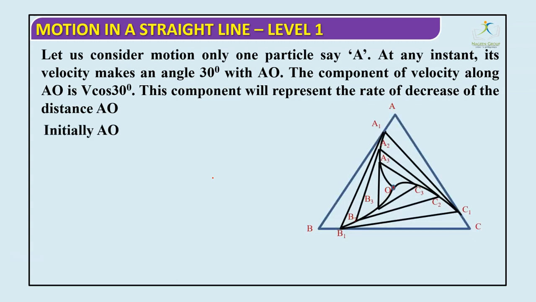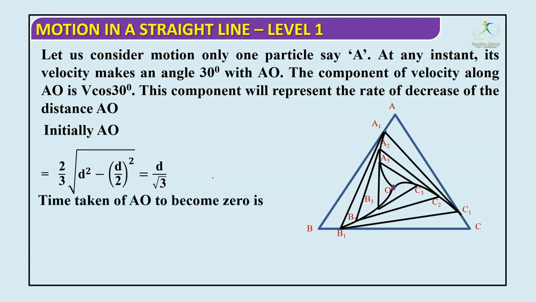This component will represent the rate of change of the distance AO, as you can see in this diagram. I know this is a complex diagram, but it totally matches this question. So initially AO is equal to the square root of (2 by 3 d) square minus (d by 2) whole square, which comes to d by root 3. Time taken for the particle AO to become 0, as you can see the distance is continuously decreasing, comes to d by 3v cos 30 square, which comes to 2d by 3v, which is option number 4.